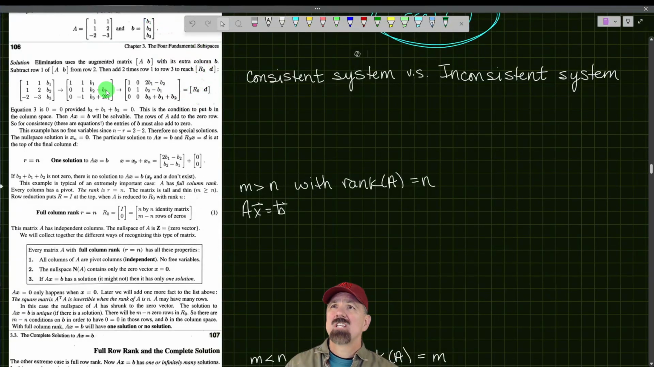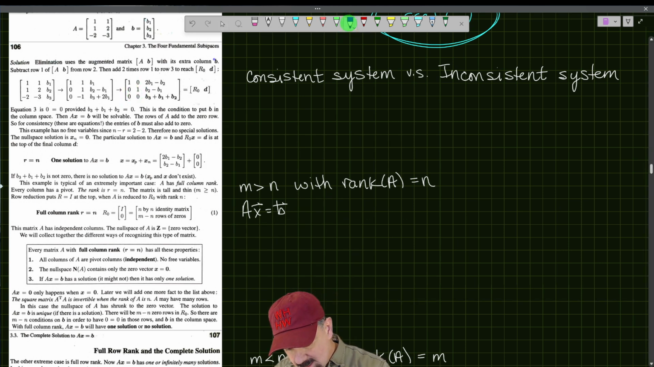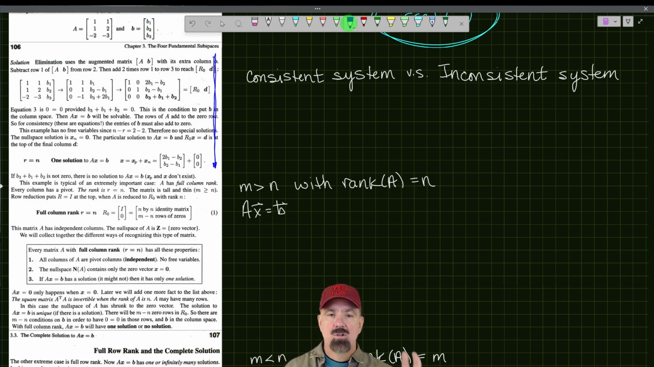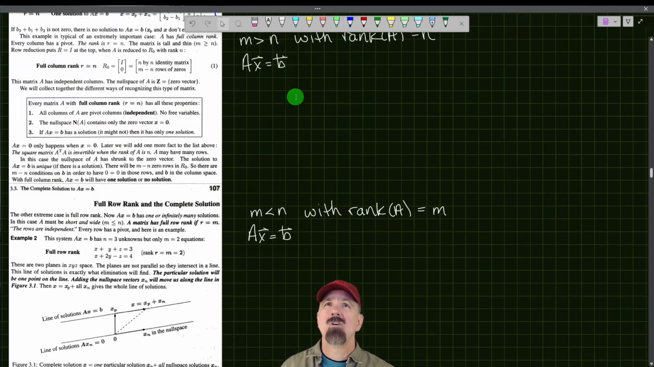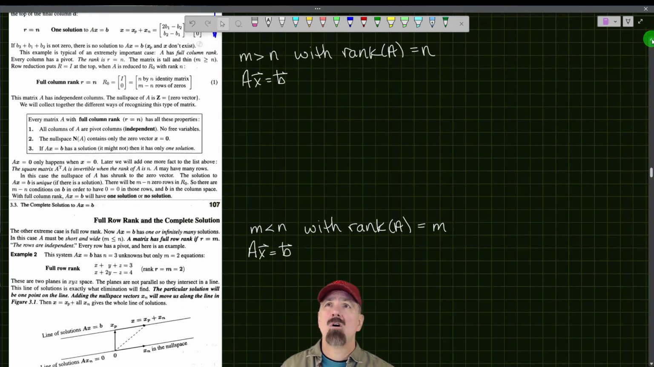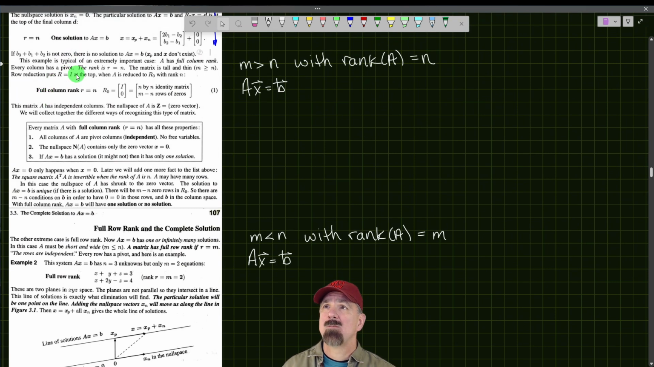So the conversation here, starting at the top of page 106, is about consistent versus inconsistent systems. We're leaving you to read this. We've already talked about consistency versus inconsistency, and that's all available for you to read. The two things that we really want to focus on for today are the sections where he talks about full column rank. And what I'm going to do is isolate to the rectangular situation only.